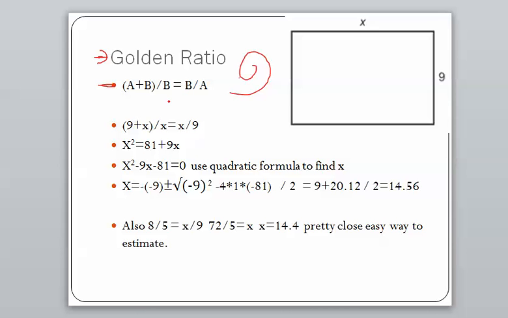How do we solve problems like this? Oh, got a cough. Hang on a second. Okay, sorry. How do we solve problems like this? Well, you're given two sides on a rectangle and asked to find this side up here if it's in a golden ratio, if it's a golden rectangle. What you do is you stick the 9 in. It's the smaller number. It goes in for the A. The B we don't have, that's X.